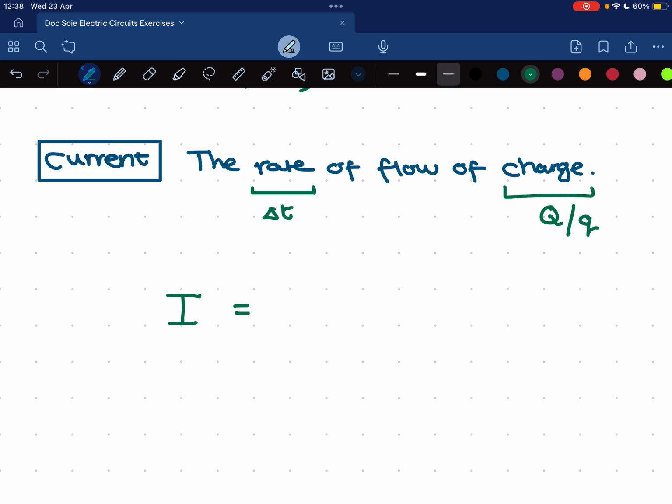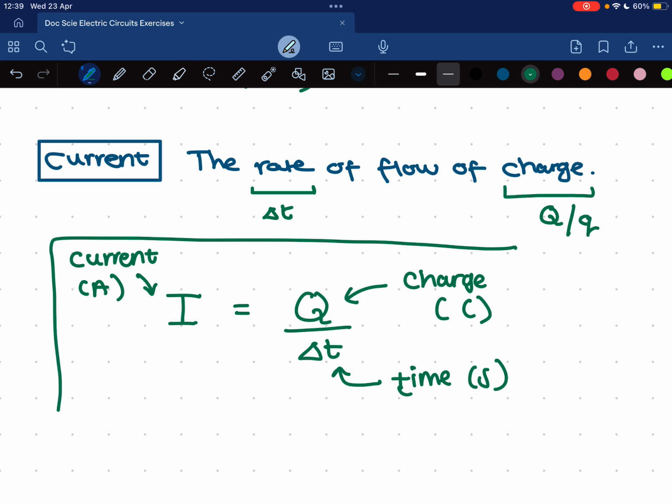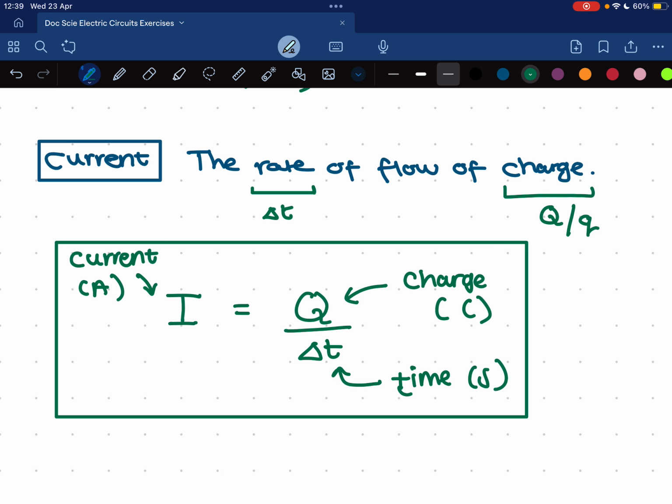So we would have I for current is equal to Q divided by t, where I is for the current, which is measured in amps or amperes. You have Q, which is your charge, which is measured in coulombs. And you have the time, which is measured in seconds. So this is one of the first equations that we look at. It comes from the definition of current.